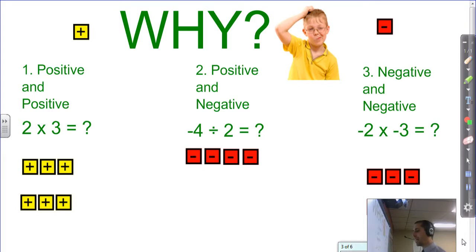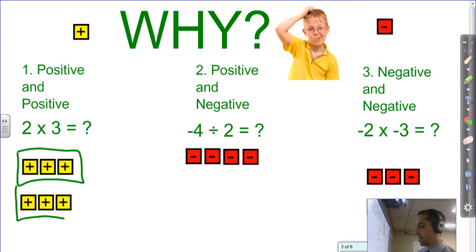If you have 2 times 3, or 2 groups of 3, that's what multiplication can be thought of. If you have 2 groups of 3, what do we have here? We have 1, 2, 3, 4, 5, 6. Oh, and they're all positive. Positive 6. Great. Okay, I'm glad that we can all agree on that much at least.